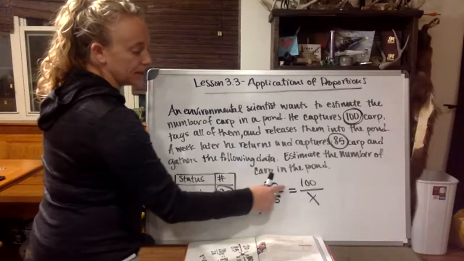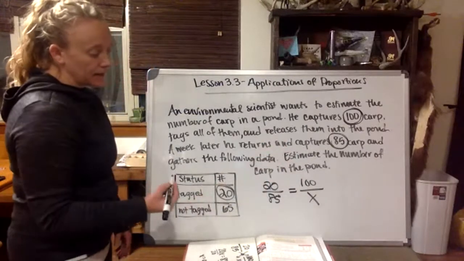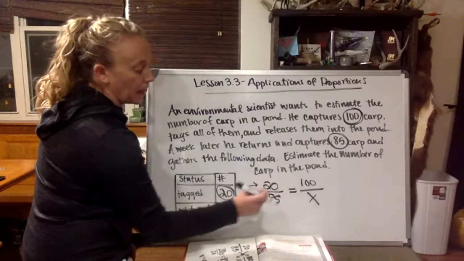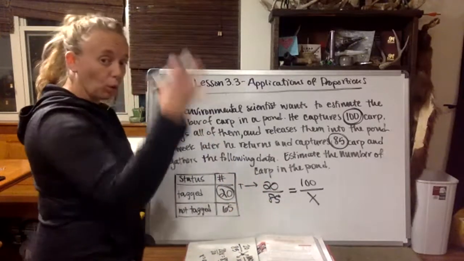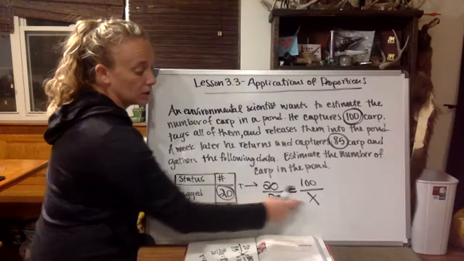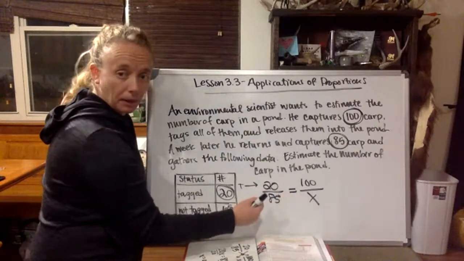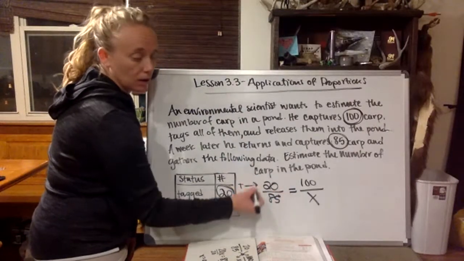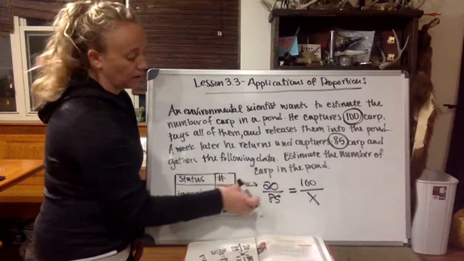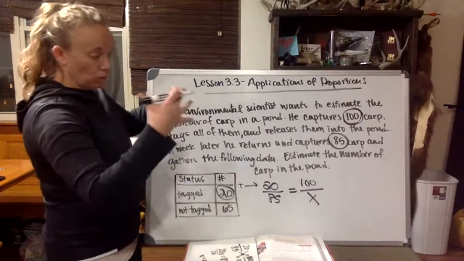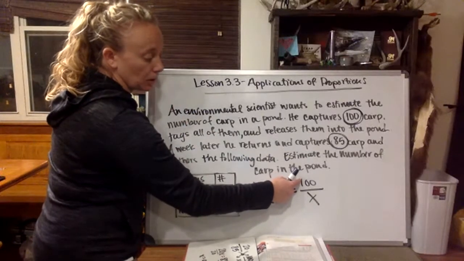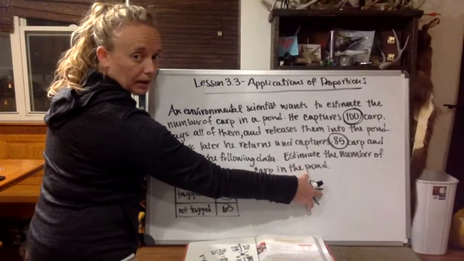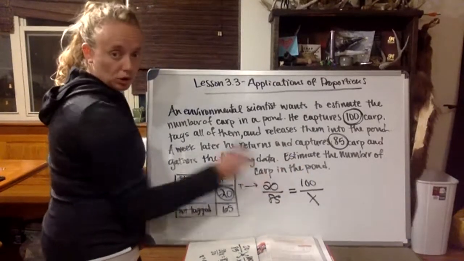20 over 85 is equal to 100 over x. Notice I have all the tagged fish in the numerator, and I'm comparing the total fish that he gathered to the total population of fish in the pond on the bottom. This is one catch of the fish: he caught 85 in total, and 20 were tagged. And this is the total number of tags in that pond versus the whole population. So this is one ratio, the entire pond versus a small portion of that pond.